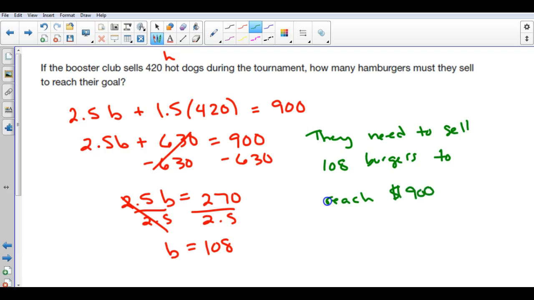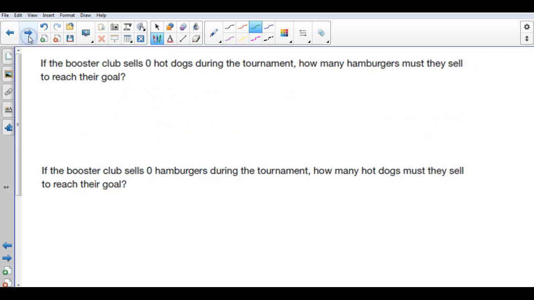Okay, so this is assuming that they're selling a combination of both. They're selling some hot dogs, some hamburgers. Some days you'll sell more of one than the other. The next problems are a little different because now it's saying, what if they sold 0 hot dogs? Well, how many of the other one must they sell to reach their goal? And then the bottom one is saying, let's sell 0 hamburgers. How many of the other quantity must they sell to reach their goal?